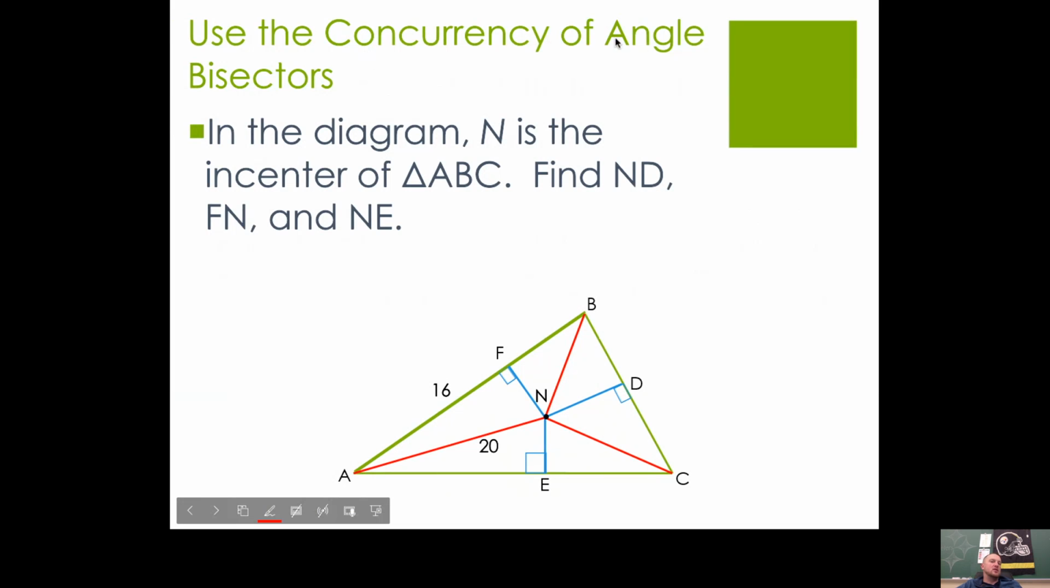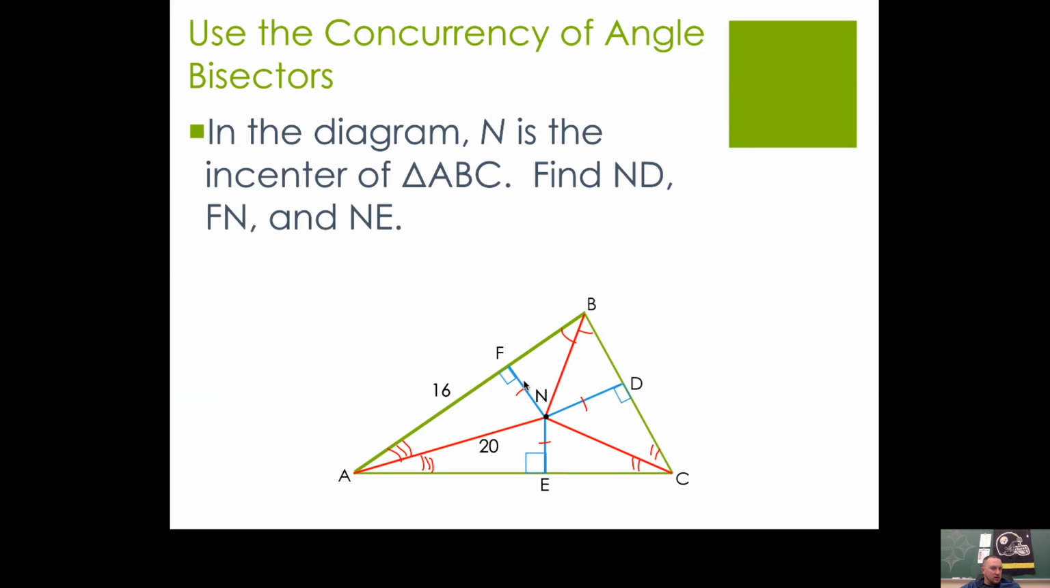So we're going to use the concurrency of angle bisectors. In the diagram, N is the incenter. That's important that you know what an incenter is, because that's telling you that these angles all match. The incenter is where the angle bisectors come together. So these must be angle bisectors. And notice how they don't have to be the same length. This one definitely appears longer than this one and this one. But the thing that the incenter does is it creates congruent segments here along these blue segments.